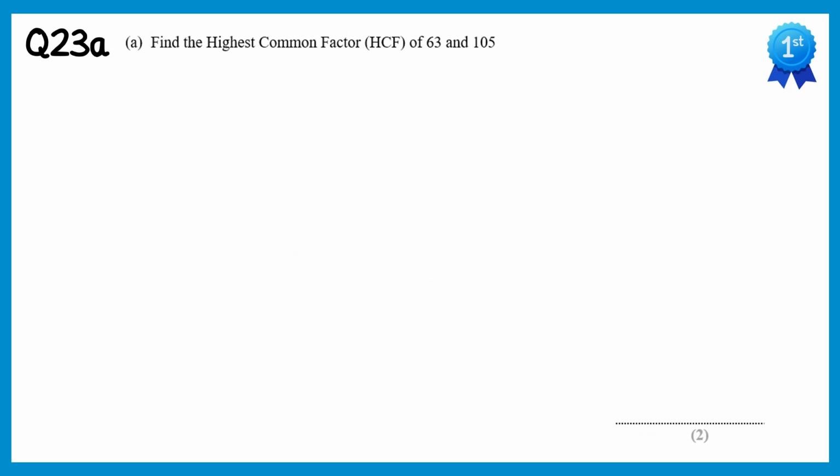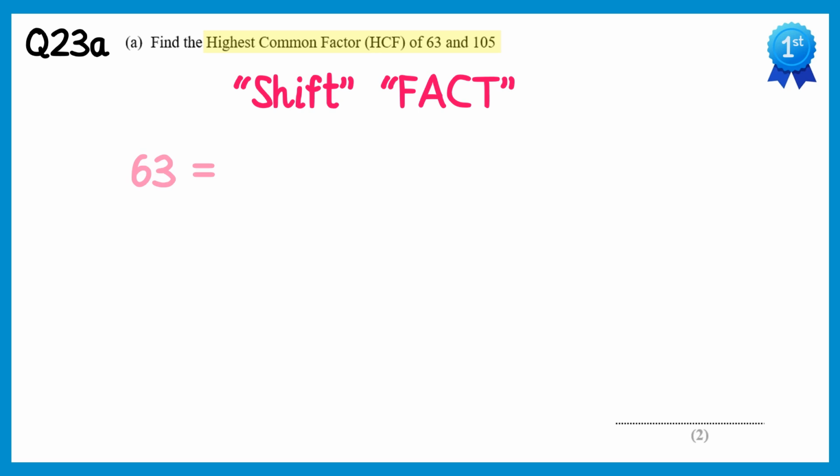For this question, we need to find the highest common factor of 63 and 105. To do this, I'm going to write them both as a product of their prime factors. You can either do this by writing out a factor tree, or you can use your calculator. If you press 63 and then press equals, your calculator will show you 63 on the screen. If you then press shift, which is in the top left, and then the button fact, your calculator will display 3 squared times 7. This means 63 equals 3 squared times 7.